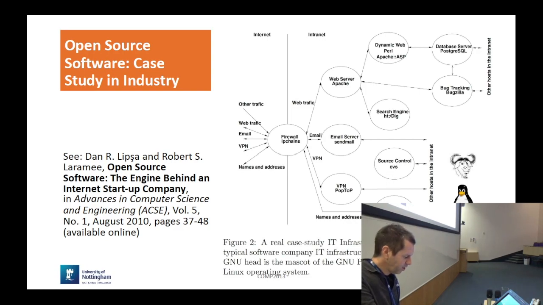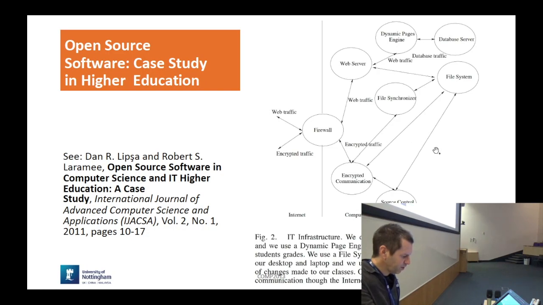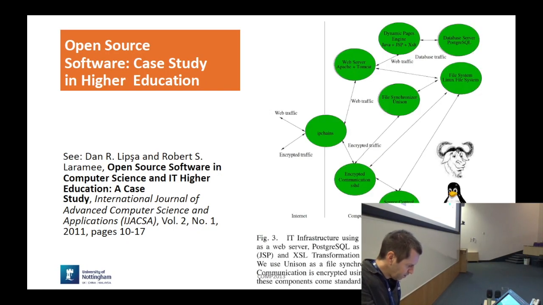And this is a higher education setting. This is very similar. You have a firewall, a web server, a dynamic pages engine, a database, an open source file system, file synchronization, and open source version control. And this is the same one with the different components filled in with actual open source software applications. Those are just some examples, you can call them case studies, of open source software configurations getting things done.